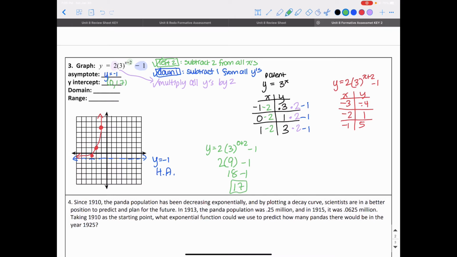The domain is always the same for exponential functions, -infinity to +infinity. There's no value for x I can't plug into the exponent. And then the range is going to be, in this case, -1 to +infinity. That -1 comes from the fact that this is my horizontal asymptote.